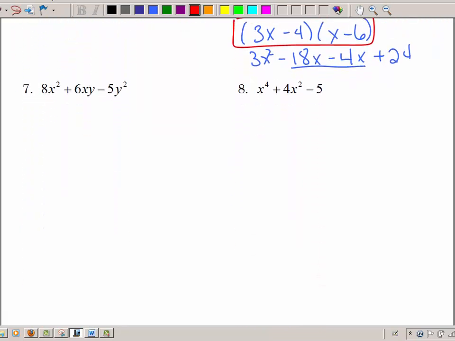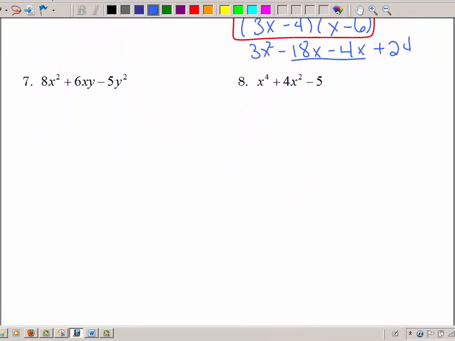So let's look at number 7 and 8. Ooh, number 7 has some x's and y's. Does that change the situation? Not really. Okay, notice that our x squared is first. You could put the y squared first. It doesn't matter. There's no rules. But the 8's positive, so let's leave it like that.